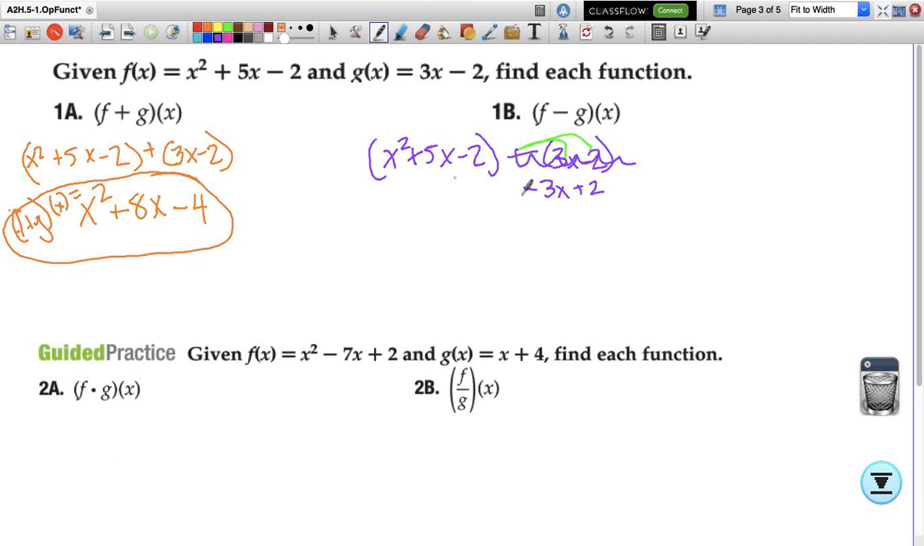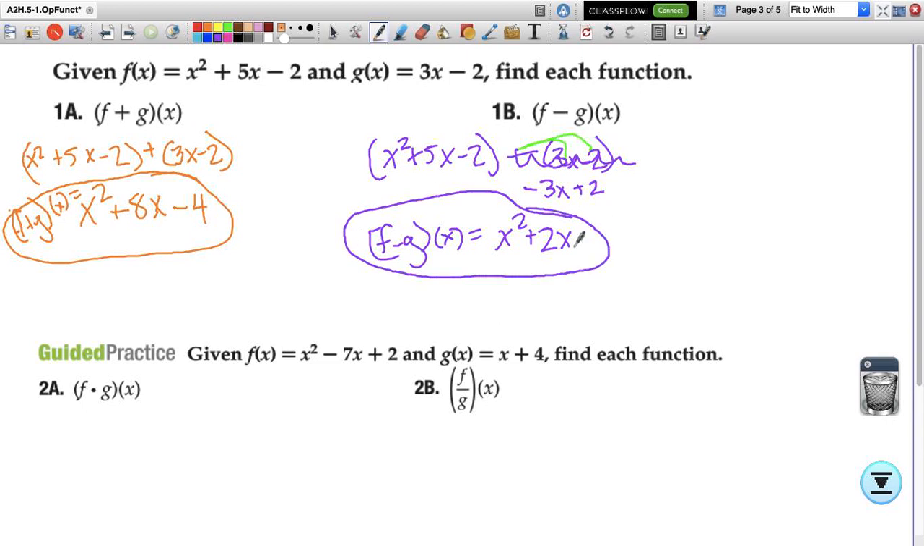And now I'm going to combine like terms. So there's still no x squareds. So I'm going to have my f minus g of x is going to equal x squared. I have 5 x's. I'm subtracting 3, so I have positive 2 x's. And then I have a negative 2 I'm going to add to. That would be a plus 0 here, but I never really have to write plus 0. So my answer is x squared plus 2x.